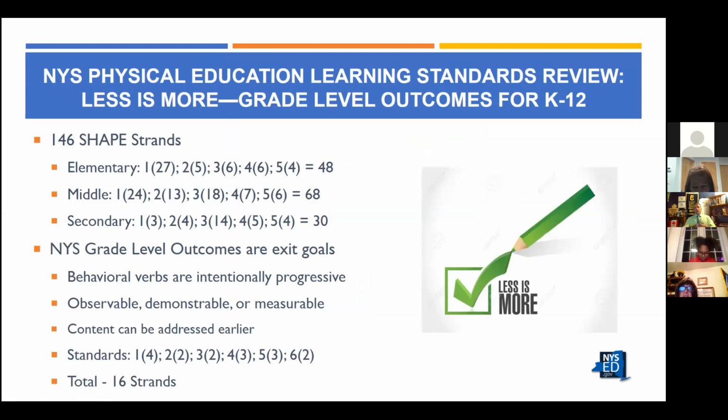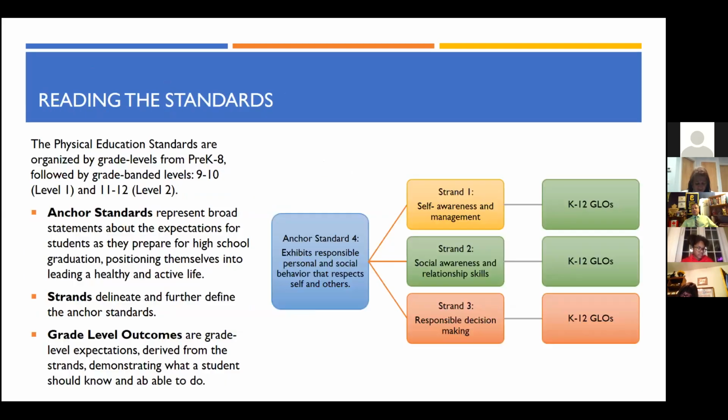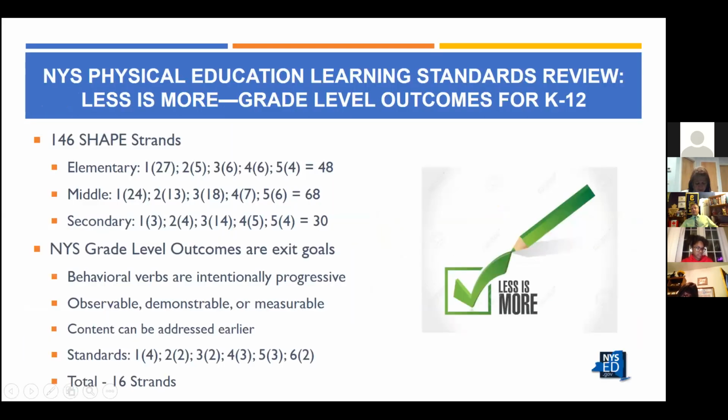So some more information for you. The committee felt it was important to take a less is more approach. So I used the national standard framework as an example, and Shape America put together a wonderful document and structure that certainly helped us immensely with this initiative. If you take a look again at that structure, the anchor standard followed by the content strands followed by the GLOs, this really does emulate or mirror what Shape America has done. But we felt as a committee that a less is more approach would be the way to go.